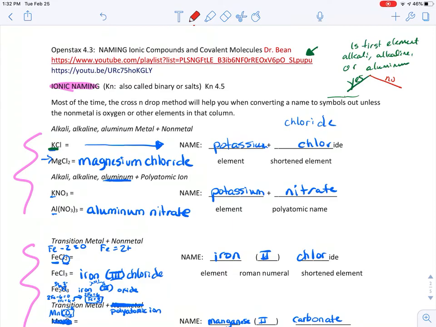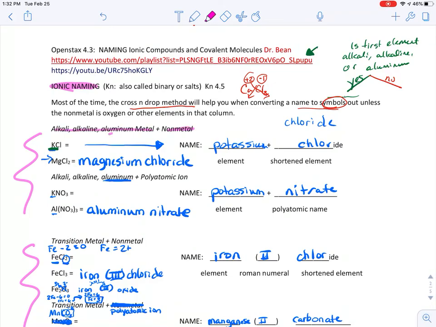And a little note, we mentioned this cross and drop method to help you convert a name to symbols. We are mostly going to take our symbols and turn them into names, but cross and drop is where you have like Ca plus 2 and Cl minus 1, and you cross and drop. That's how you get to the Ca and the Cl and their charges. All right, so we're going to keep going on.